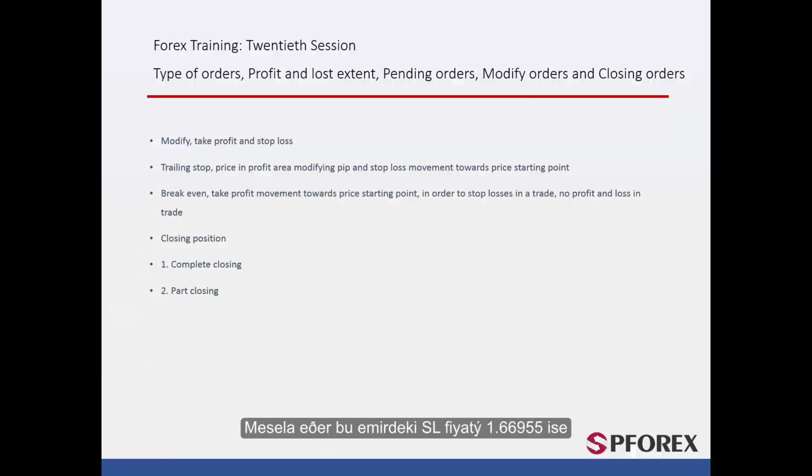For example, if the SL price in this order is 1.66955 and the spread on British pounds against US dollar is 2 pips, then the order will be closed at 1.66975. On a sell stop order, the platform will execute the pending order as soon as the price reaches the sell stop price, while a buy stop order will be executed sooner by the amount of spread.